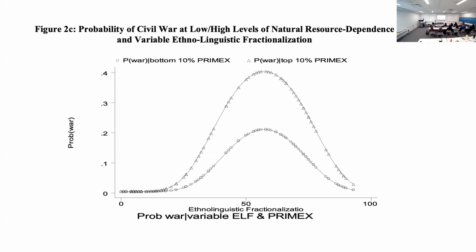And so you can see, again, top 10% of Primex means you've got a very diversified economy. It doesn't rely on just one commodity. And then bottom 10%, the circle, means you've got an economy that almost relies on one thing. Say like Zambia produces a lot of copper. So they're very dependent on copper and the price of copper. And just know this, the more reliant you are on one resource, the more susceptible you are to civil conflict.